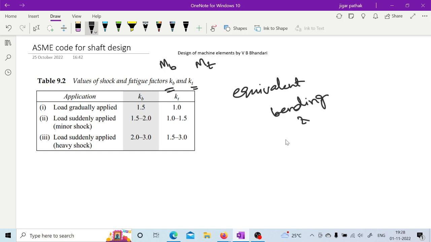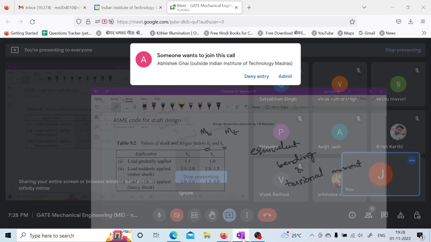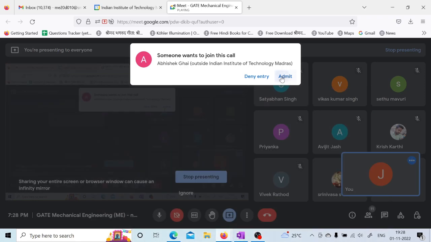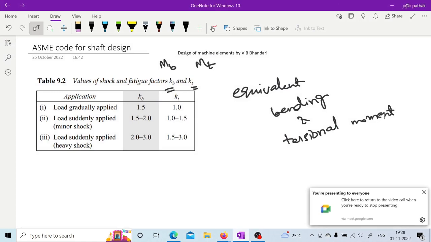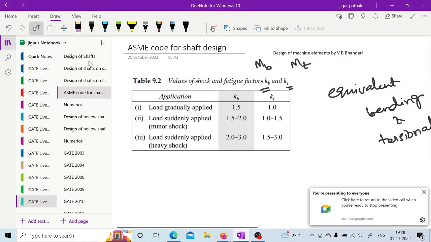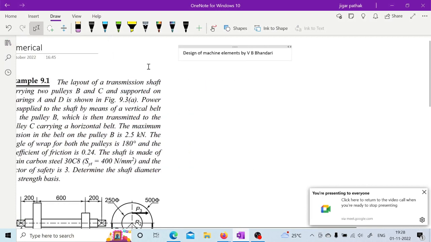You know what the equivalent bending and torsional moment is, right. Sir, will this be used in GATE? Yeah, it can be used. It will be given if it is required to do so. Okay sir. Yeah, so this is how you have some different requirements.